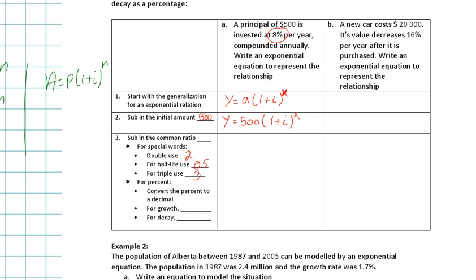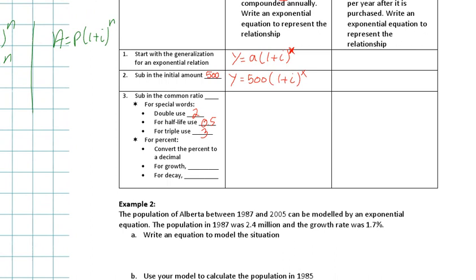Now, in the cases where you have percentage, percent to decimal, and then you're going to use the 1 plus i or the 1 minus i. So the 1 plus i for the growth, and the 1 minus i for the decay. Okay? So in this case, I have 1 plus i, and I've already figured that out, because I know it's a growth.